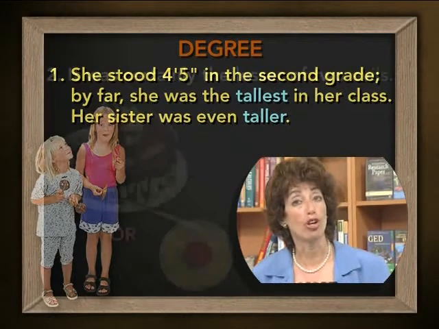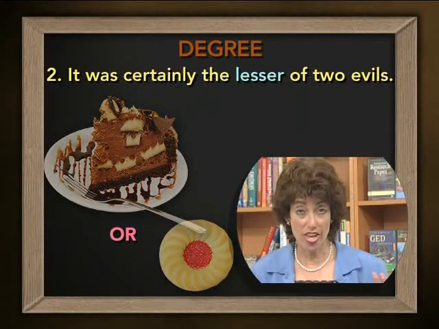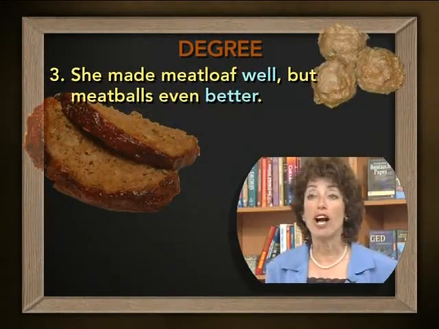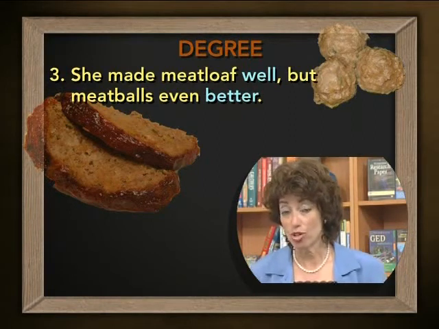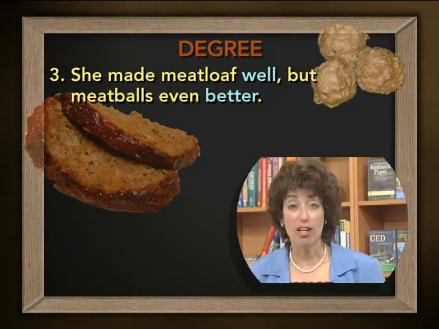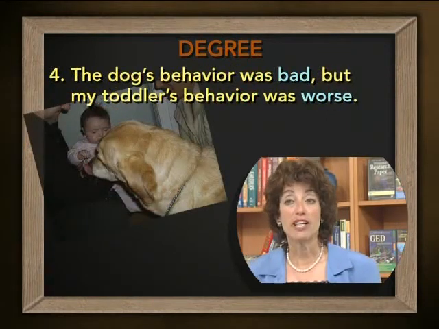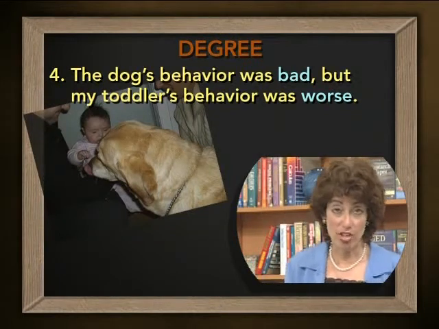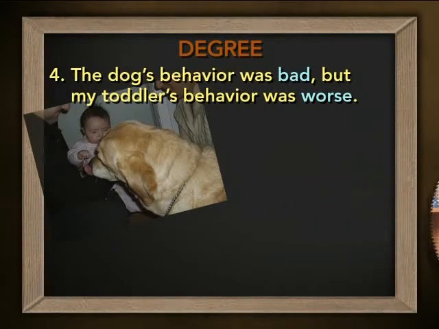I'm saying taller. Number 2, it was certainly the lesser of 2 evils. I have 2 things. I'm using the comparative. It's ER. She made meatloaf well, but meatballs even better. Now I have an irregular because I'm using the word good. I've got well and I've got better. I use the irregular forms. 4, the dog's behavior was bad, but my toddler's behavior was worse. Well, bad is not being compared to anything. That's your base form. Worse, I'm using comparative. I have 2 things. I'm comparing the dog and the toddler.